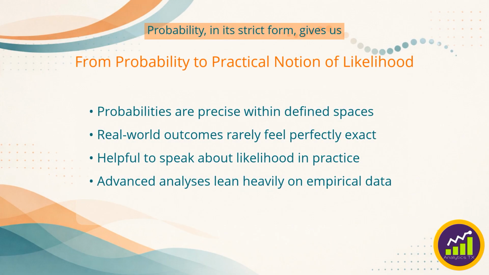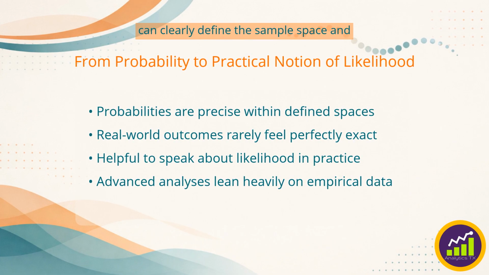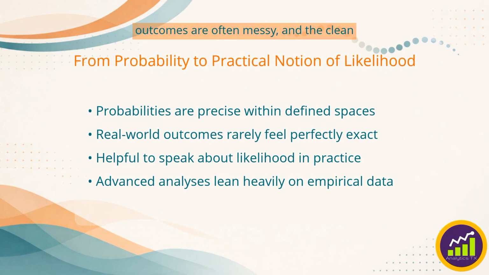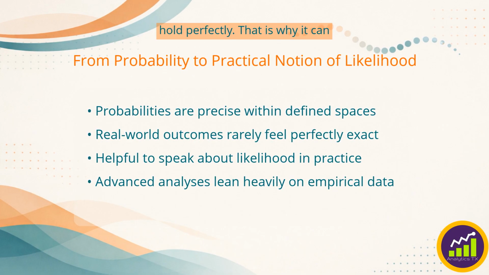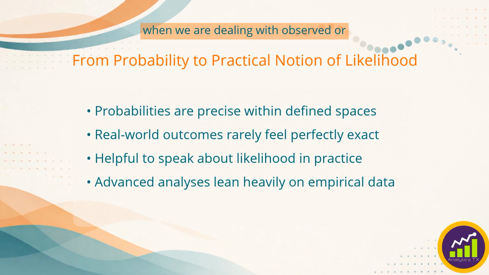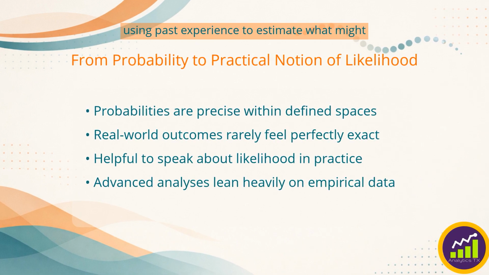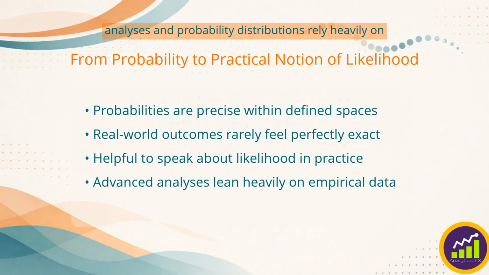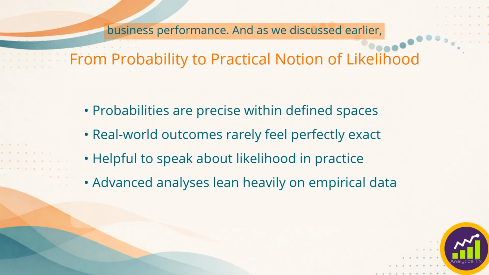Probability, in its strict form, gives us exact numerical statements as long as we can clearly define the sample space and the events. In daily work, however, real-world outcomes are often messy, and the clean structure behind theoretical probability does not always hold perfectly. That is why it can be more natural to speak about likelihood when we are dealing with observed or empirical data. Likelihood acknowledges that we are using past experience to estimate what might happen, rather than claiming perfect precision. Advanced analyses and probability distributions rely heavily on empirical measurements to connect theory with actual business performance.